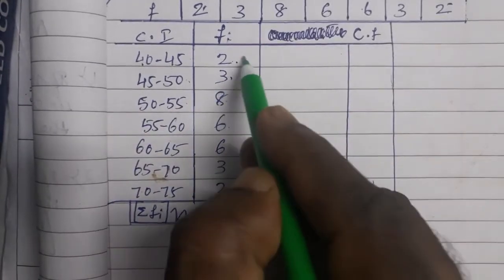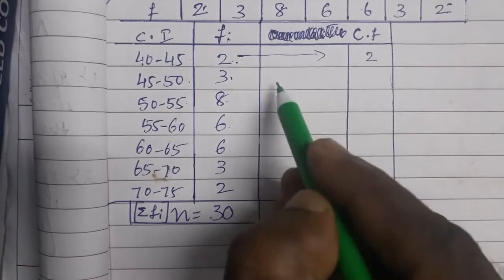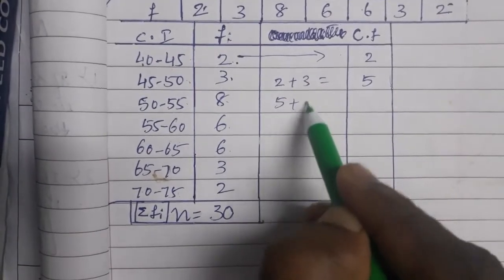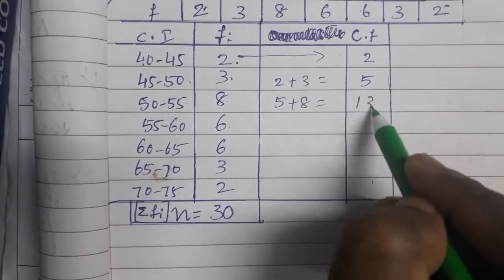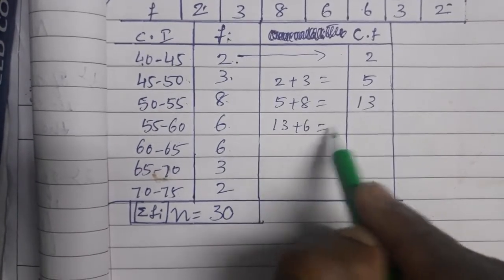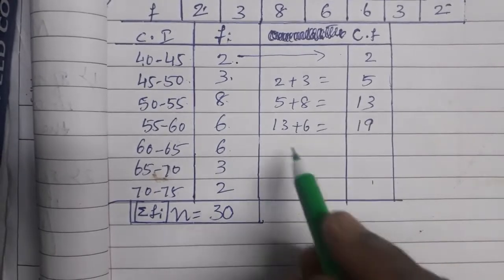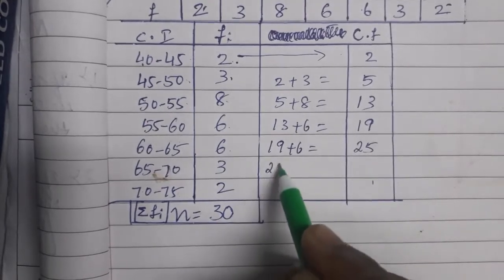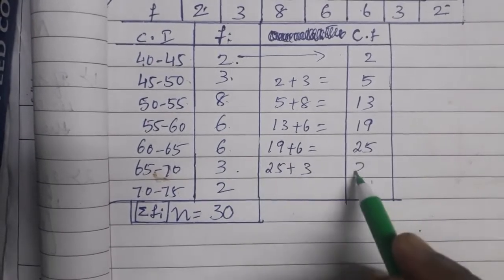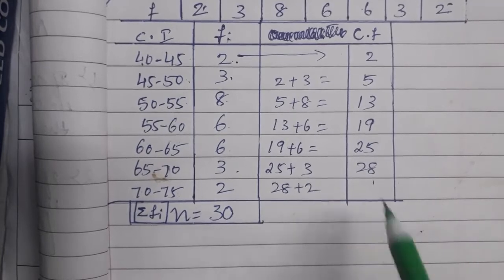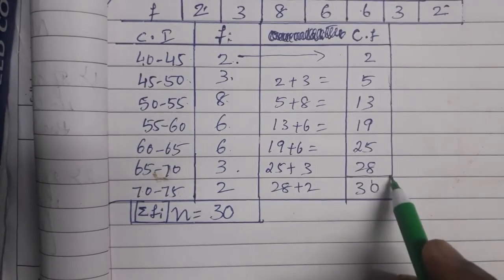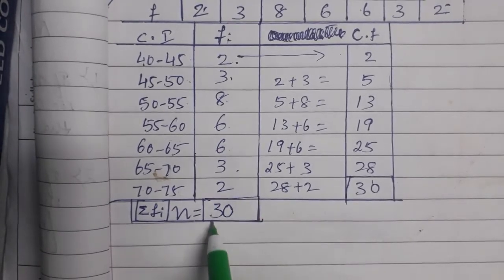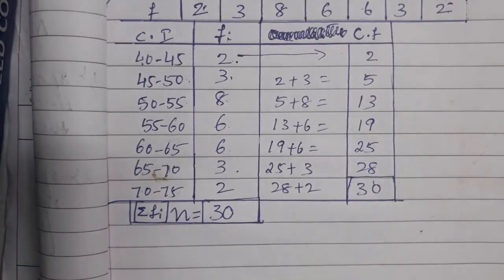So what is the first frequency? Write as it is, 2. Next for this 2 add 3, it will become 5. For 5 you add 8, it will become 13. For 13 you add 6, it will become 19. For 19 you add 6, it will become 25. For 25 you add 3, it will become 28. For 28 you add 2, it will become 30. You can notice the last score will always be the same as n. So your cumulative frequency column is ready.